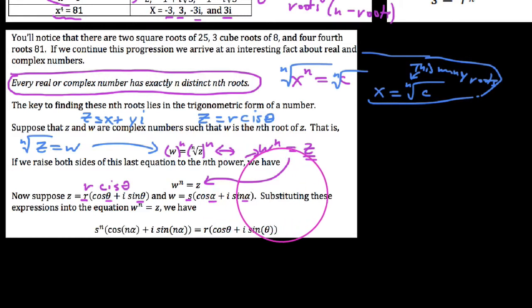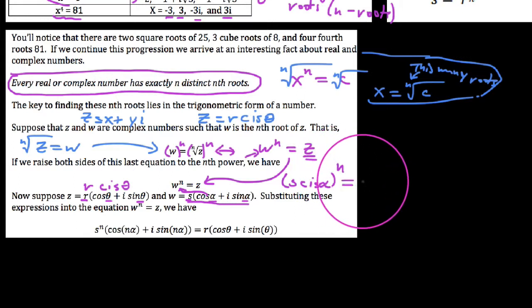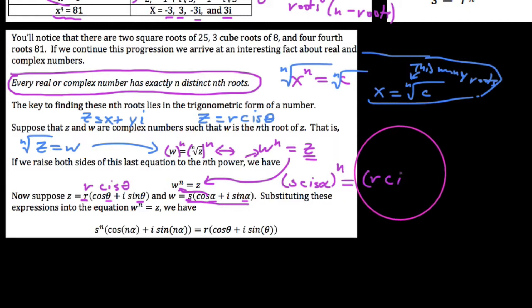That's its angle, okay? If we were to substitute these back in, I'm going to take this and plug it in here and take it to the nth power. So I would get essentially s cis alpha. I would plug that in for w in this statement, and that's being taken to the nth power, and that would be equal to z, and z over here is this r cis theta. So I have r cis theta.